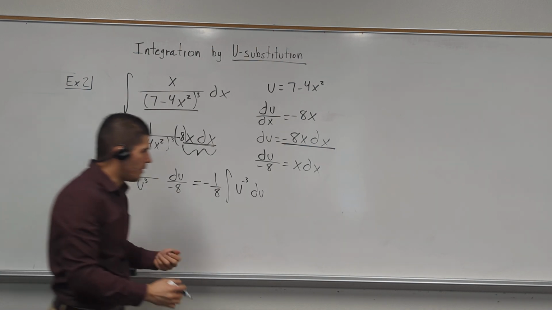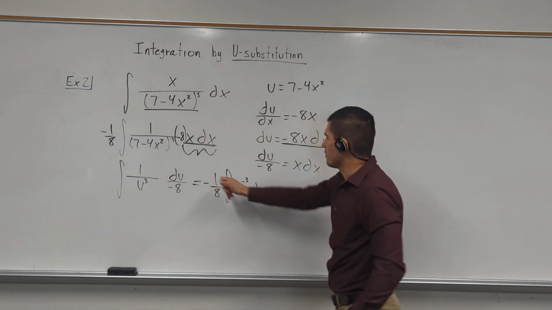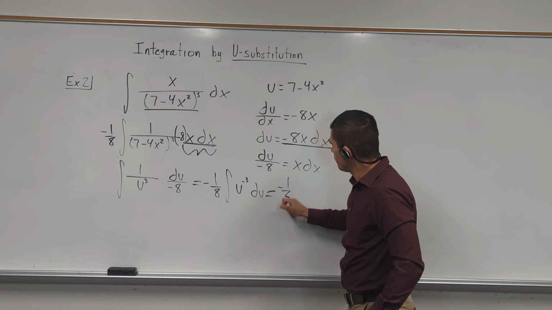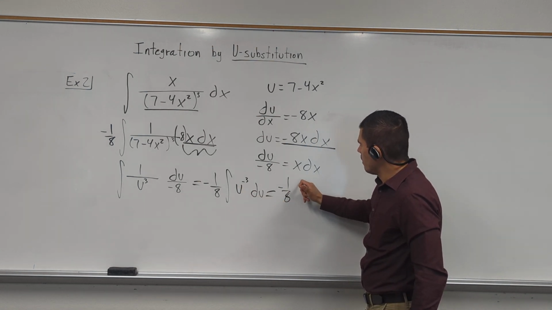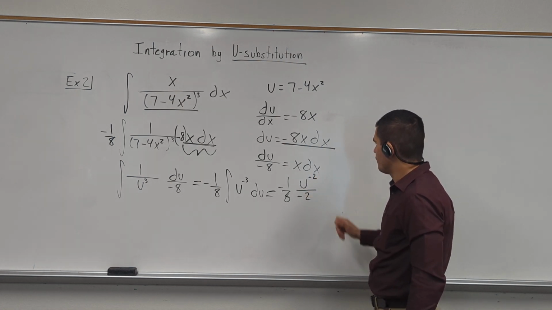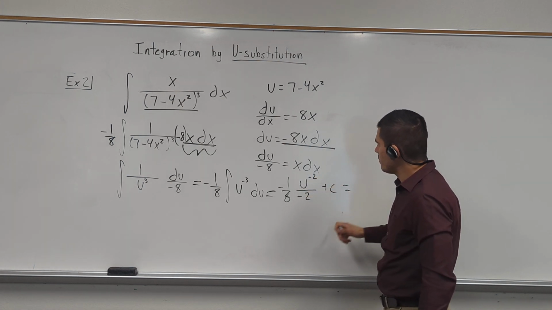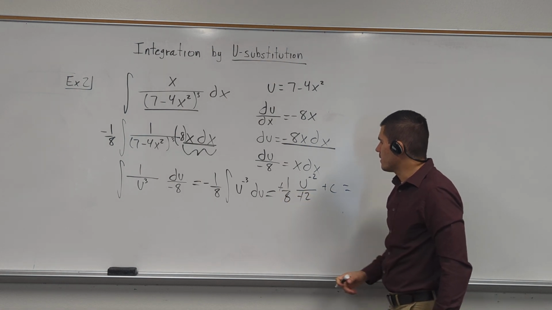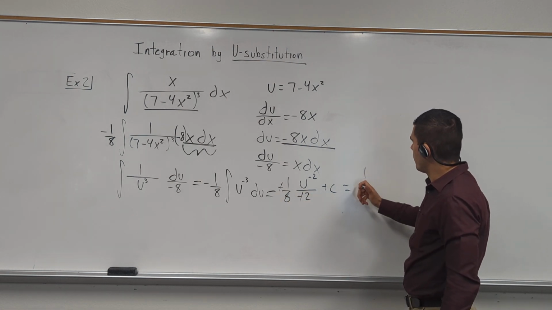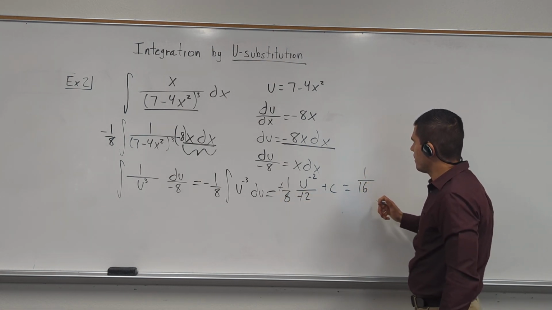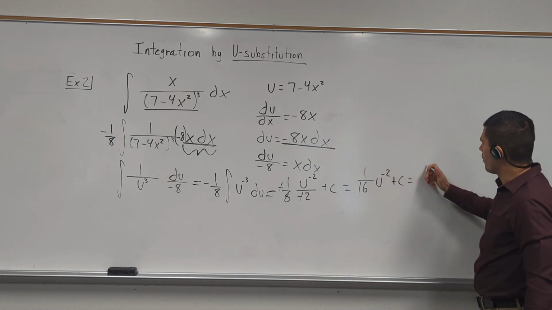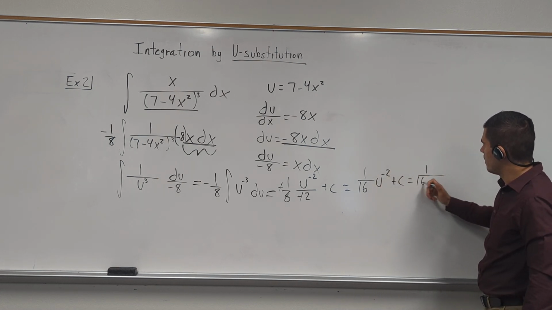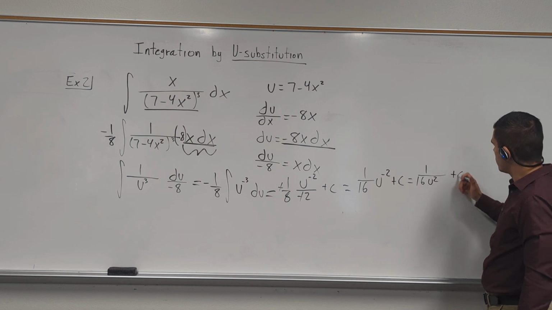Okay? So now let's just finish up this problem with some antidifferentiation. The negative 1/8 stays. The antiderivative of u to the negative 3 would be u to the negative 2 divided by negative 2 plus c. This negative cancels that negative. We're looking at 1 over 16 u to the negative 2 plus c, which can be rewritten as 1 over 16 u squared plus c.